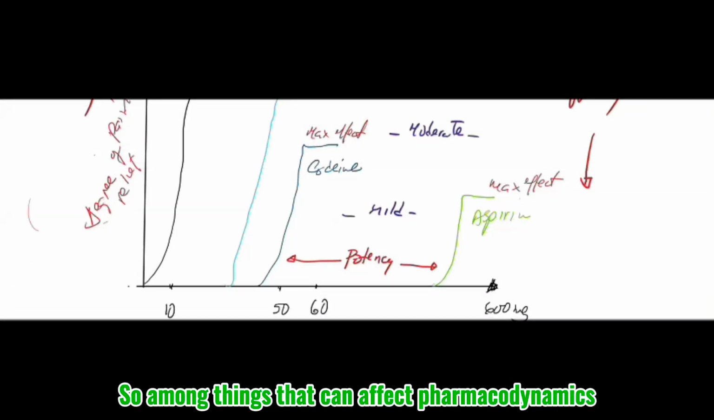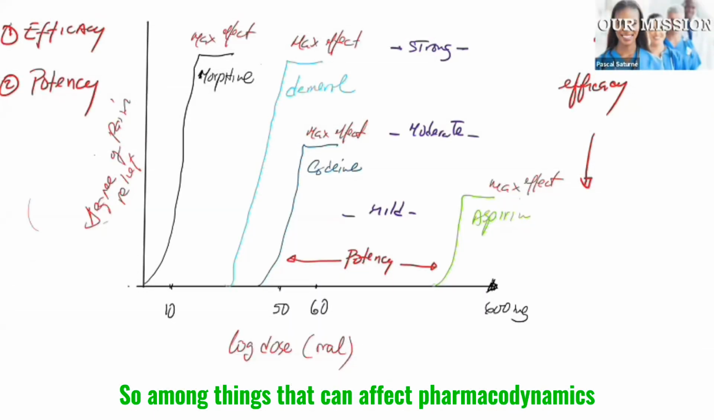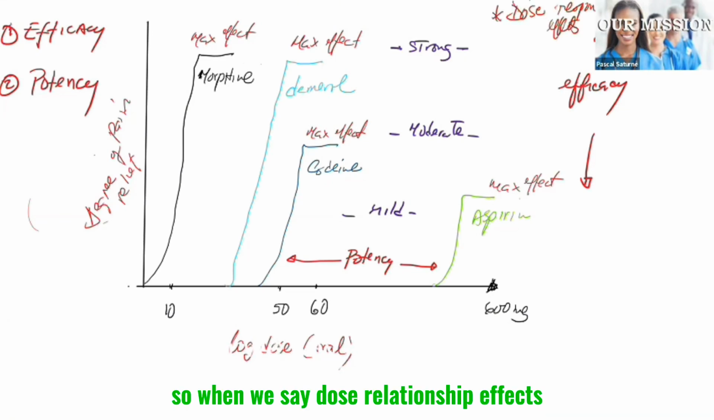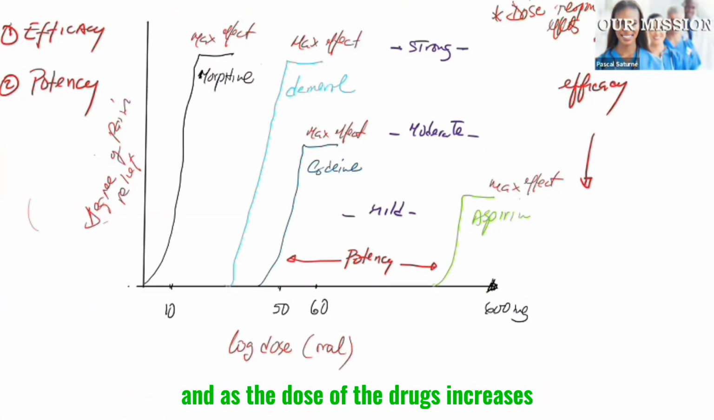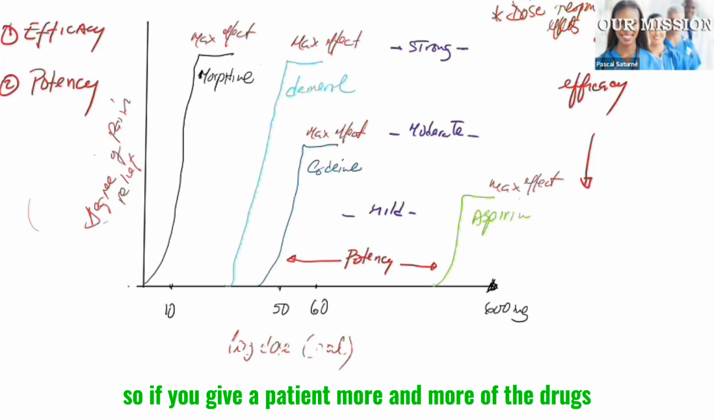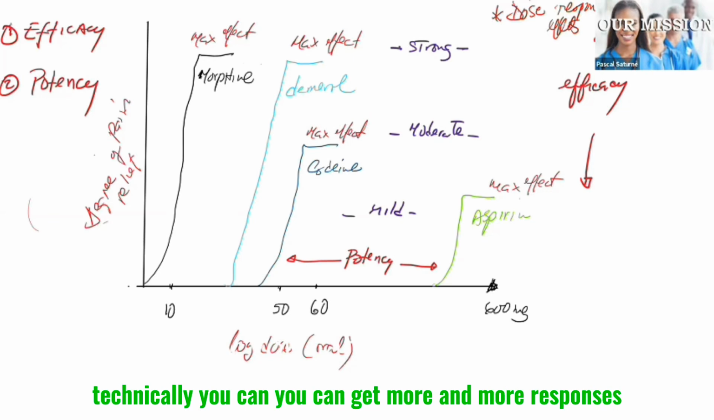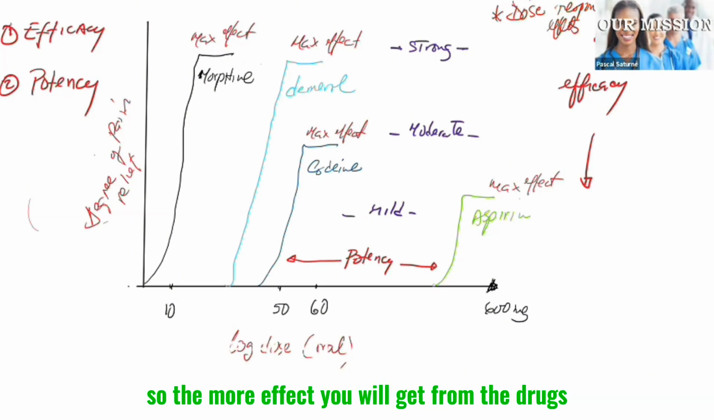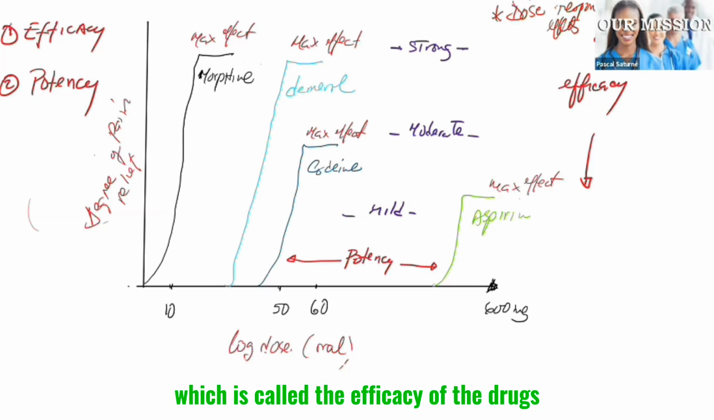So among things that can affect pharmacodynamics, it's what we call the dose-response relationship effect. When we say dose-response relationship effects, it means simply this. You can give a patient a drug, and as the dose of the drug increases, the response to the drug will increase. So if you give a patient more and more of the drug, technically you can get more and more response, right? You give 10 milligrams, 40 milligrams, 50 milligrams. The more you increase the dose, the more response that you will get. So the more effect you will get from the drug, which is called the efficacy of the drug.